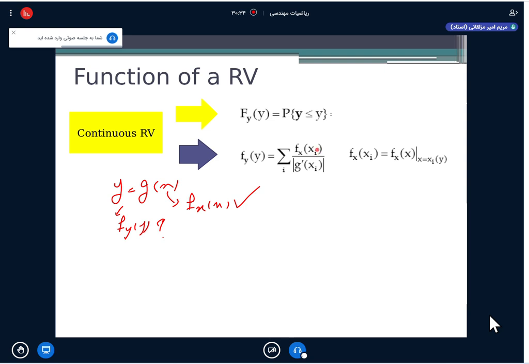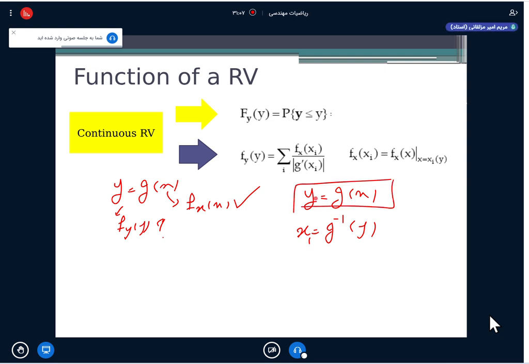We should discuss x_i. What is x_i? Pay attention. We have y equal to g(x). If g is an invertible function, then we have the inverse of the function g as this function.